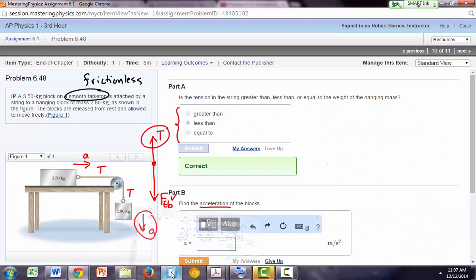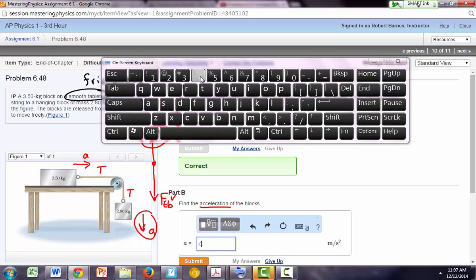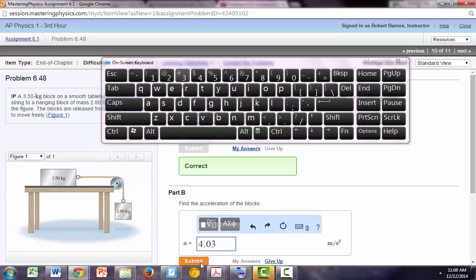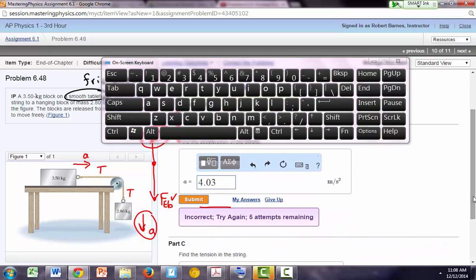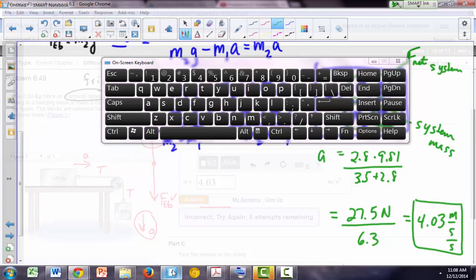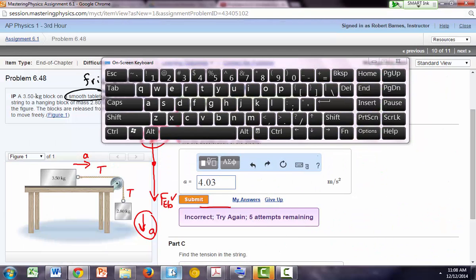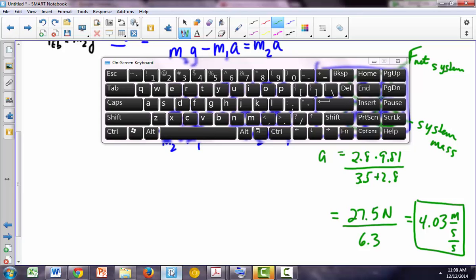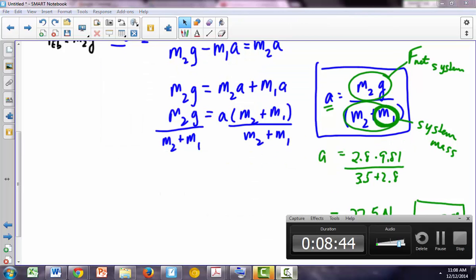Let's go back and type in our answer here, 4.03, and see how we did. They probably wanted 2 sig figs, I'm guessing. I'm going to give it 3 anyway. No, that's not so cool. Let's see what we did wrong here. 27.5 divided by 6.3, it looks like that's correct. Let's see if I can troubleshoot this real quick.